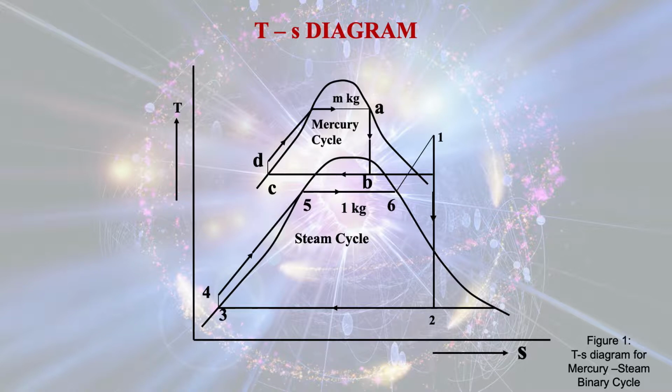But the work done by the steam turbine for this case is equal to H1 minus H2, since we are considering 1 kg of steam circulating in the steam cycle and m kg of mercury is circulating through the mercury cycle. Now the pump work for the steam cycle is from state 3 to state 4. So pump work for the steam cycle is equal to H4 minus H3, whereas the pump work for the mercury cycle is m multiplied by (Hd minus Hc).